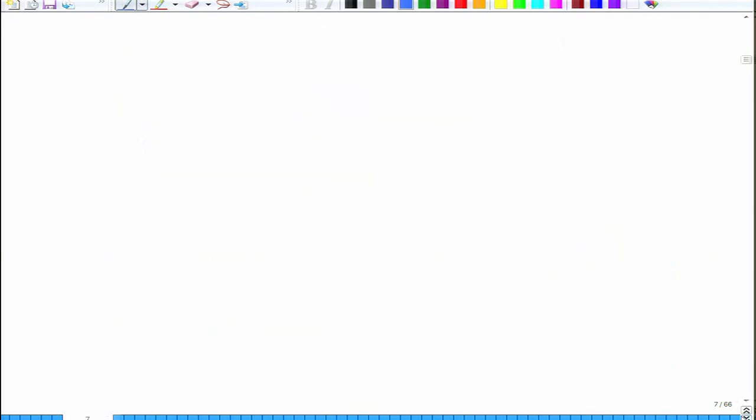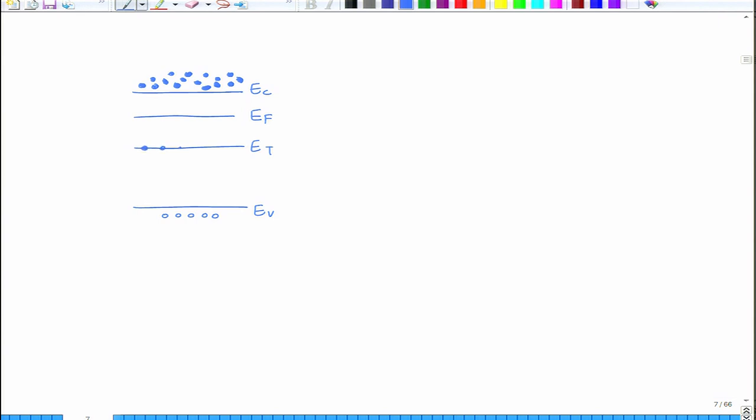What happens in terms of the band knowledge? You have a semiconductor with valence and conduction band, EV and EC. Suppose you had created a perturbation. At the time of perturbation you have a very large number of electrons in the conduction band, and you had a few holes here. Let's say it's an n-type semiconductor, so the Fermi level is closer to the conduction band, and your trap level is somewhere here. This is your ET.